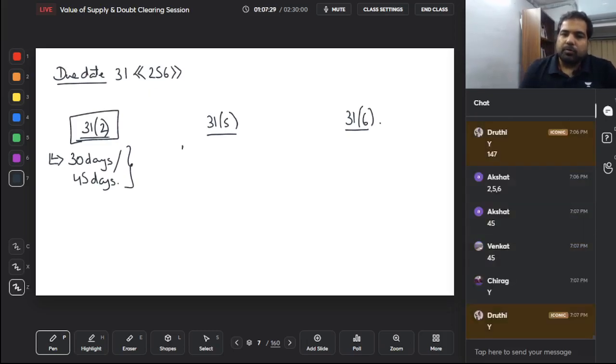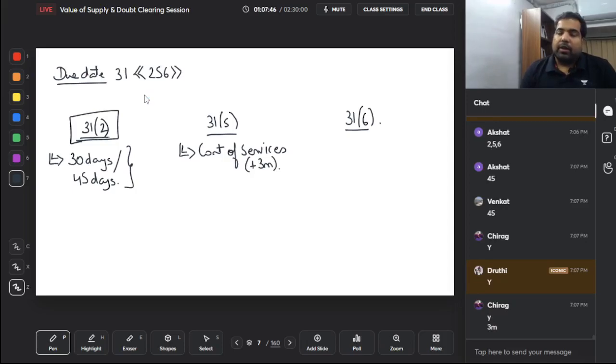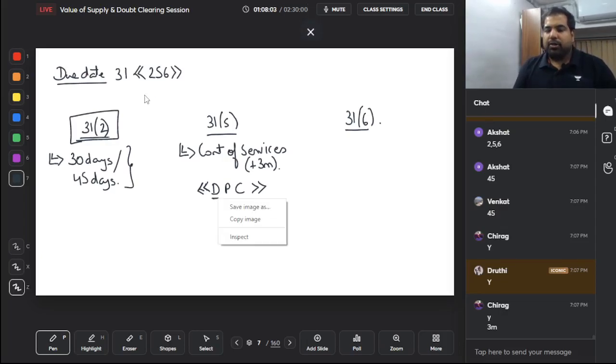Next, in case of continuous supply of goods or services, guys, do you know what is continuous supply of services? Yes. A CA firm providing services of accounting to its client, is it continuous supply? Yes. It requires more than 3 months of services. In that case, guys, check the contract. The contract should have a clause called DPC. This is a shortcut, of course. If there's no such clause, DPC. If the due date is mentioned, that by then the invoice should be issued, take that due date.